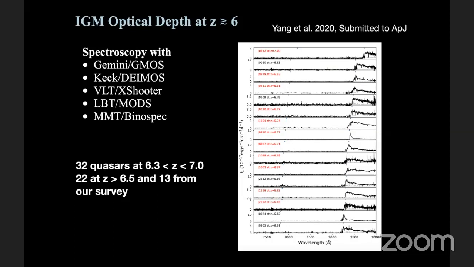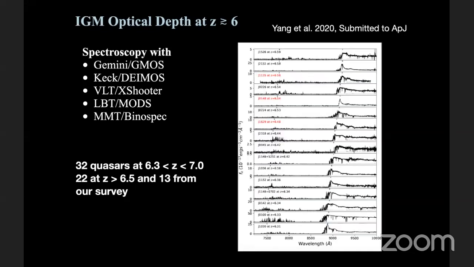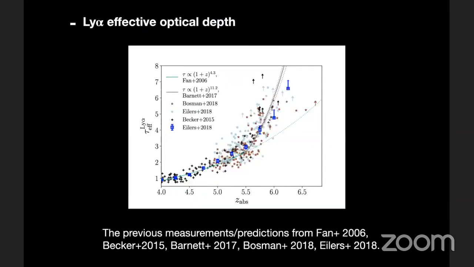And I'm taking deep optical spectroscopy of these quasars, and we get these quasar spectra showing in these 2 figures. We can see our quasars, shown here with the names, are right from our new survey. So we can see our survey has already contributed a lot to the sample build-up. And based on these 32 sightlines, the first thing that I can measure is the Lyman alpha effective optical depth. So this figure shows the measurements from previous works and predictions of the Lyman alpha effective depth evolution from redshift 4 to redshift around 6.